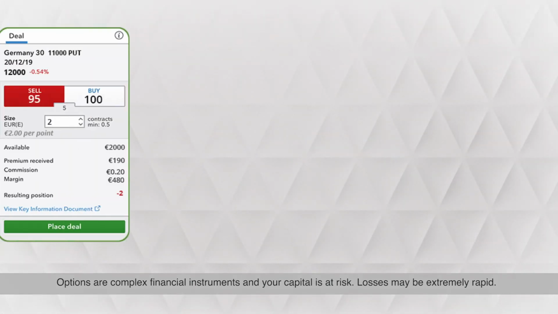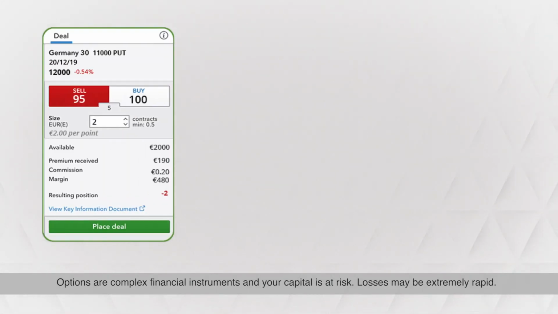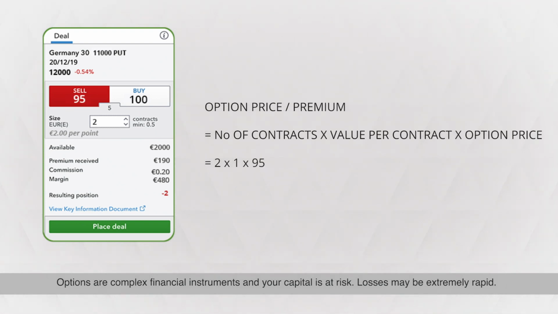Let's take the example of a December DAX 11,000 put option with a bid-ask spread of 95 to 100. Imagine you sell two put options at 95, receiving 2 times 1 times 95, which is €190 with a contract size of €1.